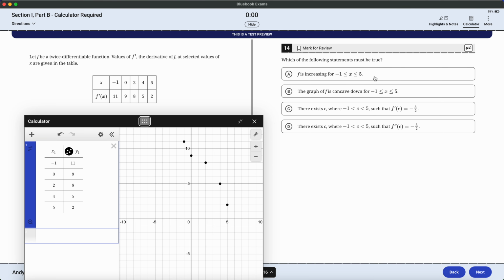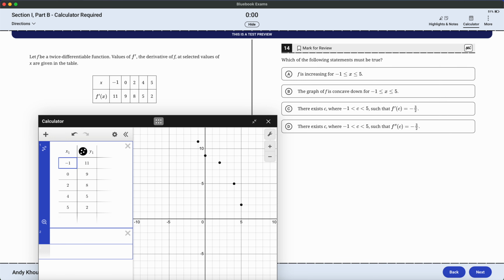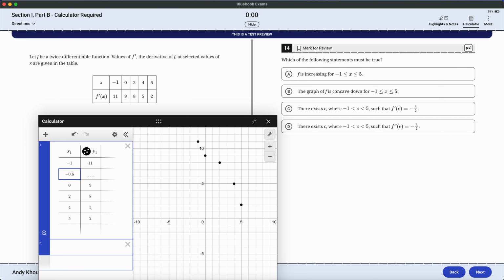So it says f is increasing from -1 to 5. Now, if f is increasing, this means that my derivative is positive. As you look at this, yes, all my derivatives are positive, except remember that because f is twice differentiable, f prime is differentiable, which means that f prime is continuous on this interval. Since f prime is continuous, I don't know what's happening between -1 and 0. So what might happen is at -0.6 or -0.5, that might be -3. And in this case, f will not be increasing from -1 to 5 because then we are decreasing somewhere here.